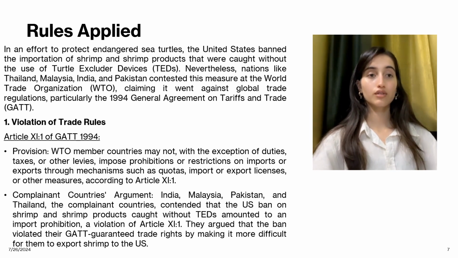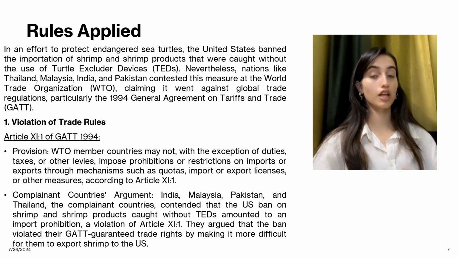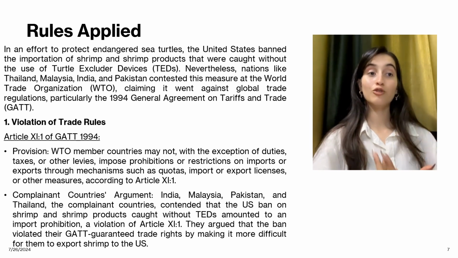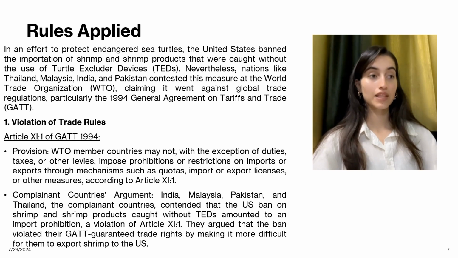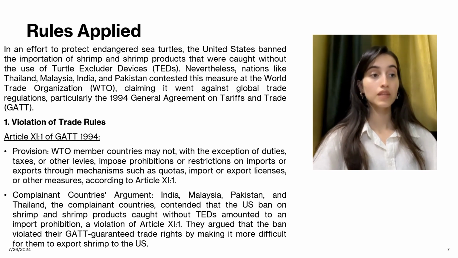So when we talk about the rules applied, in an effort to protect endangered sea turtles, the US banned the importation of shrimp and shrimp products that were caught without the use of turtle-excluder devices, TEDs. Nevertheless, nations like Thailand, Malaysia, India, and Pakistan contested this measure at the World Trade Organization, claiming it went against the global trade regulations, particularly the 1994 General Agreement on Tariffs and Trade, GATT.